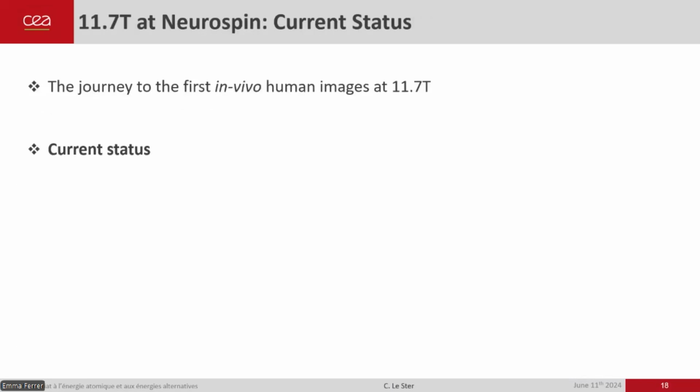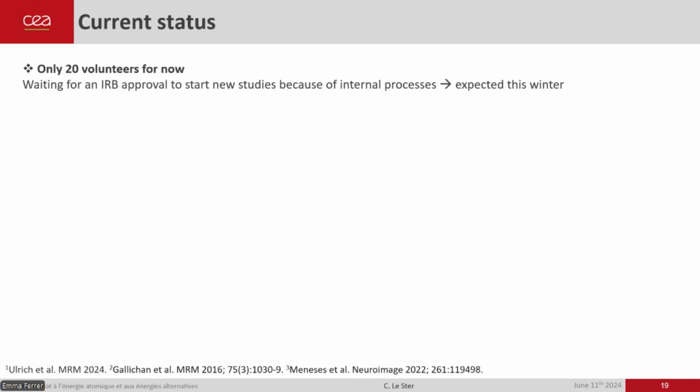Now, the current status of ESULT. For now, we were able to scan only 20 volunteers, the ones of the PREM study. We are waiting now for an IRB approval to start new studies. This is because of an internal process that is taking some time. So we expect to have the authorization to scan again this winter.